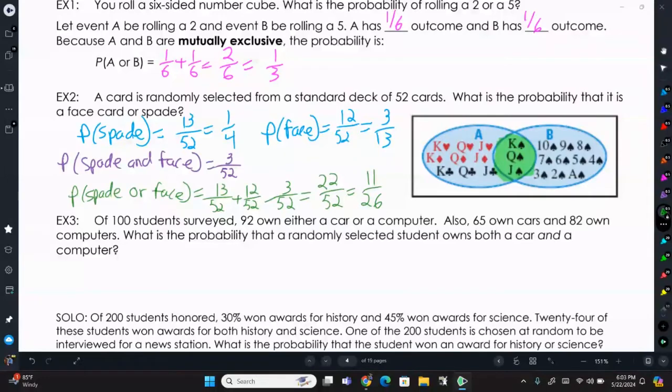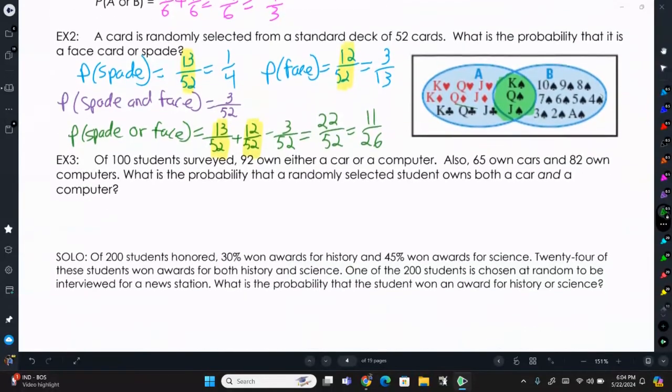So if we were to count up these cards, there should be 22 within all these circles here. So that's why I don't want to always reduce my fractions without writing out the work, because we were able to use the unreduced fractions in our problem down here to make life a bit easier.